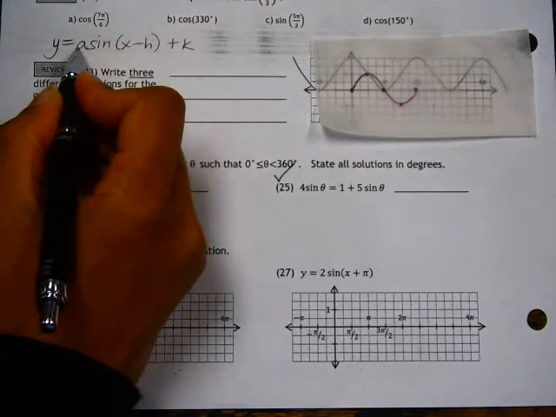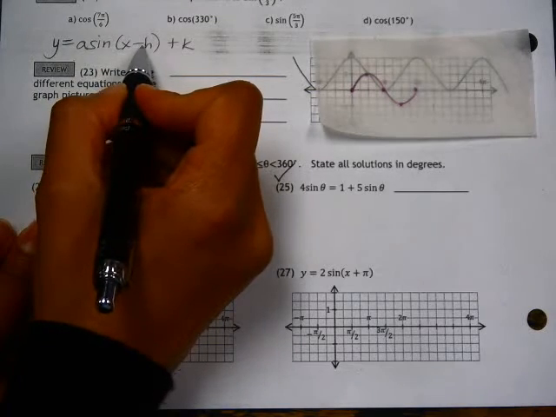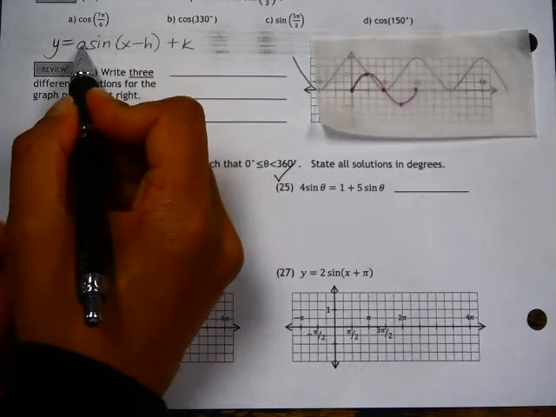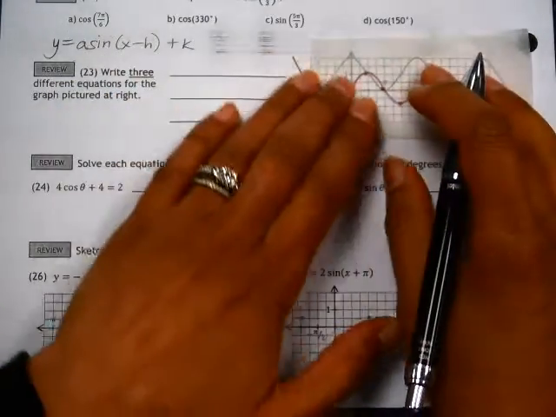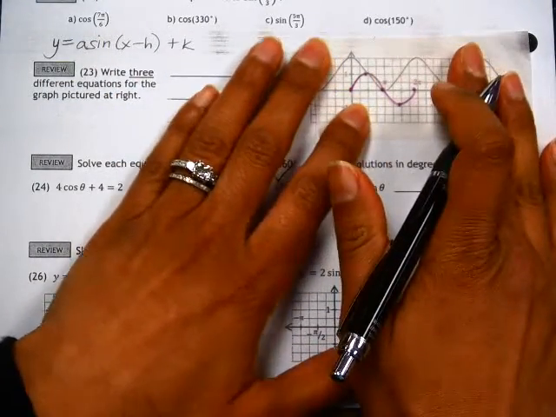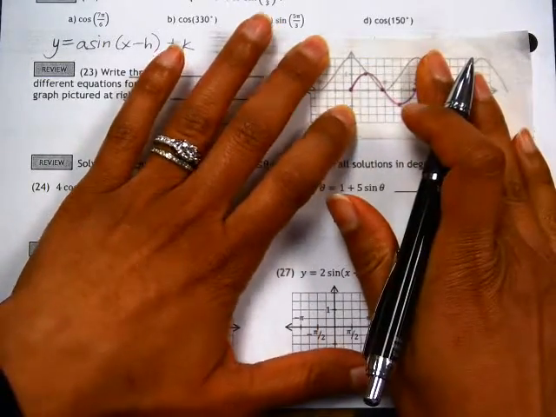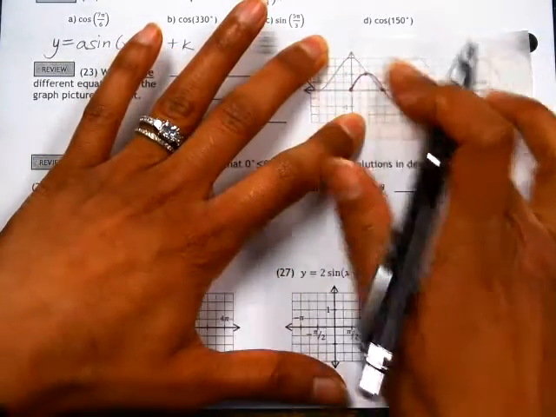A controls the stretch or compression. H controls right or left. K controls up or down. A also controls whether the graph is flipped upside down. So in this case, the reason why there's multiple equations is because we can match this y equals sine graph up with any portion of the transformed graph.